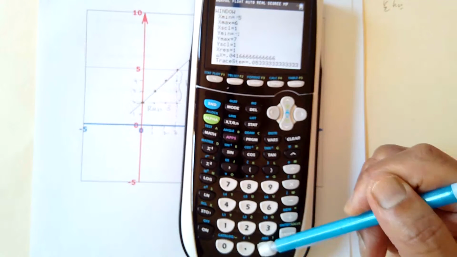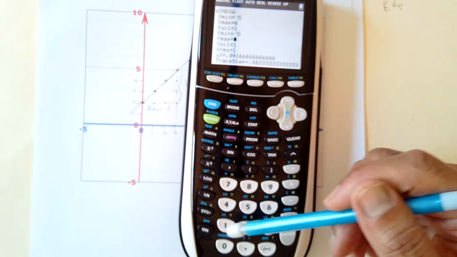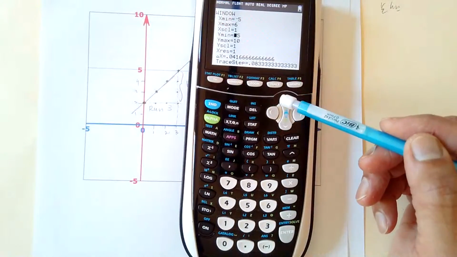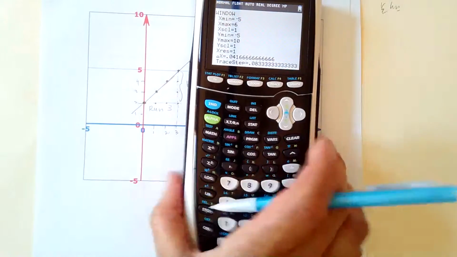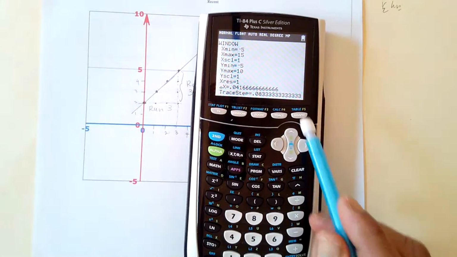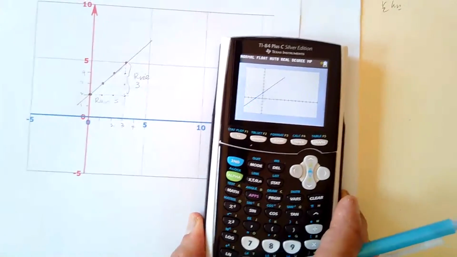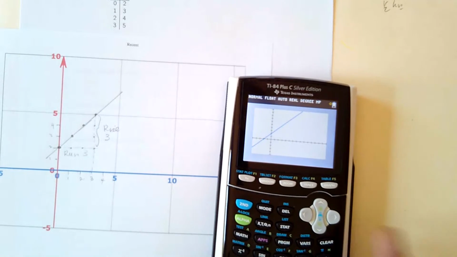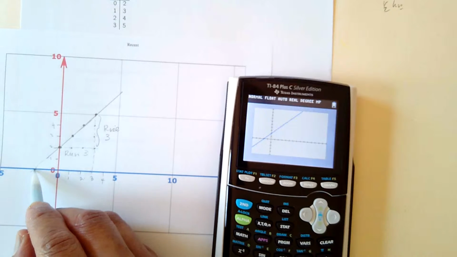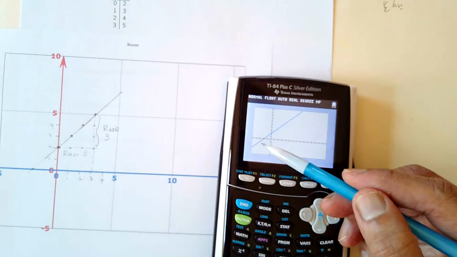Y minimum -5. Y maximum is 10. And x maximum is 15. Graph. So that's what we have here. Let's see if we extend this line here. It'll cross the x-axis at -2. It's exactly -2 there.